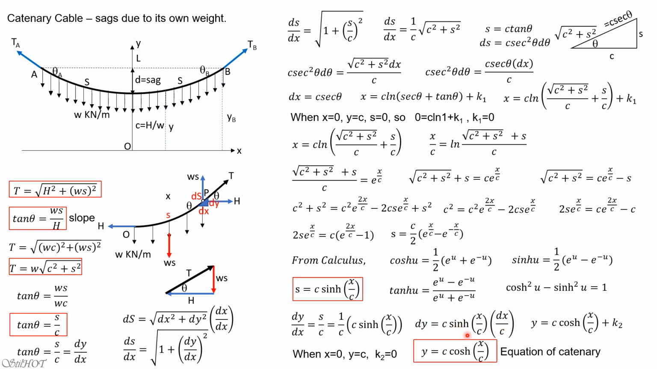And of course, we can easily evaluate the integral because the integral of sine hyperbolic of u is simply cosine hyperbolic of u. So in this case, y equals c cosine hyperbolic of u, and u is x over c, plus the constant k2. Then let's show that k2 is 0, because when x is 0, y is c. So c equals c cosine hyperbolic of 0. Cosine hyperbolic of 0 is 1. So c minus c is 0, so k2 is 0. Therefore, the equation of the catenary is y equals c cosine hyperbolic of x over c. That's the equation of the catenary.